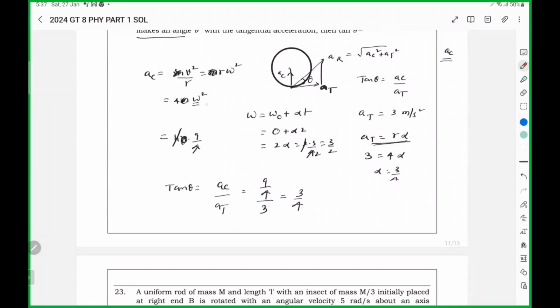But I think 4 gets cancelled, it is only 9. So 3. So theta here is tan inverse 3.